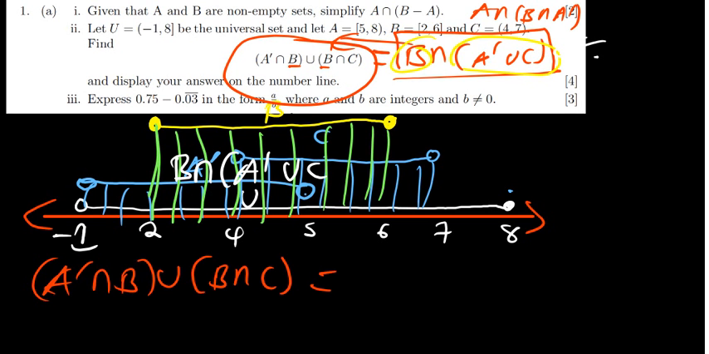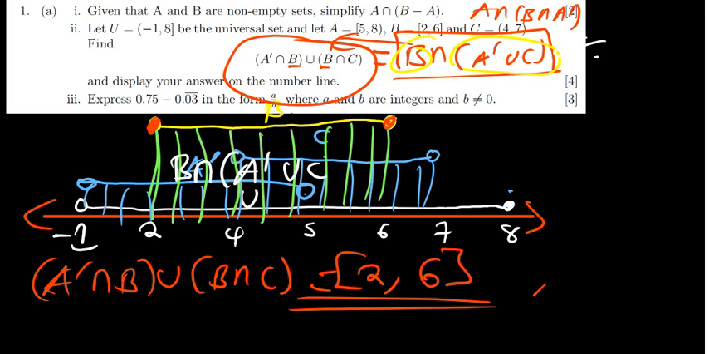So the answer is supposed to be 2 included. From this point we can even see all the way to 6. So it's 2 included, comma, 6 included. That is going to be our answer.